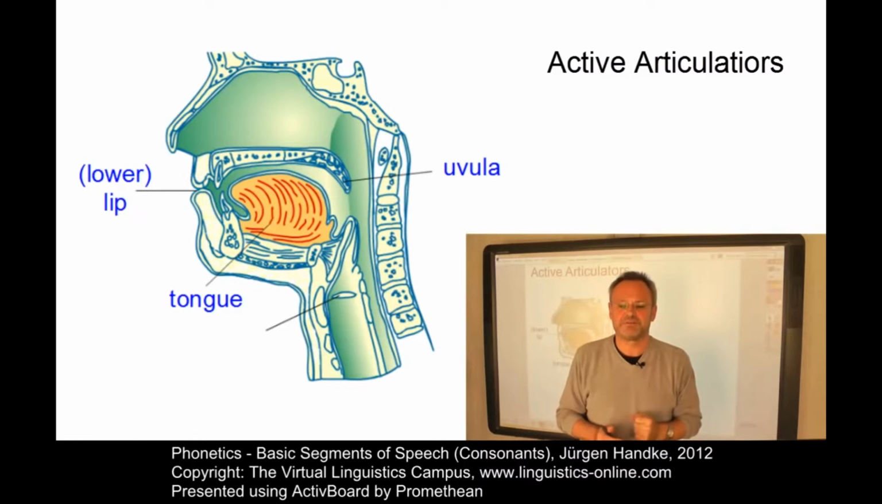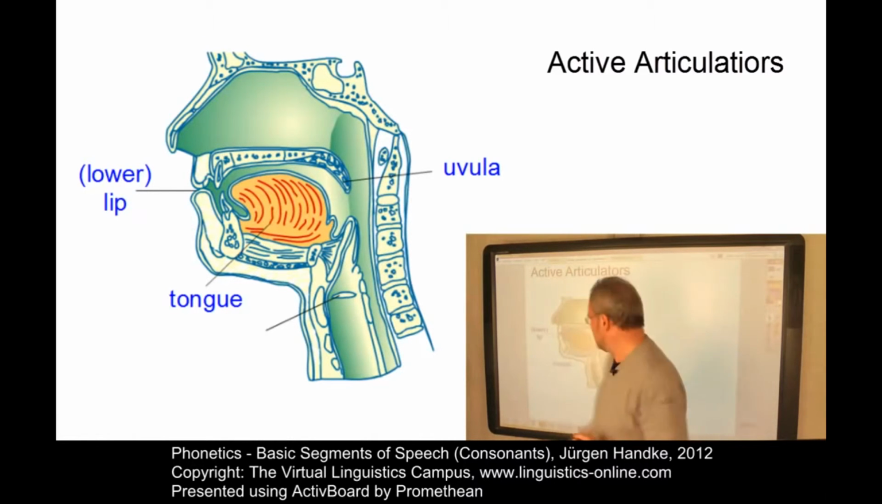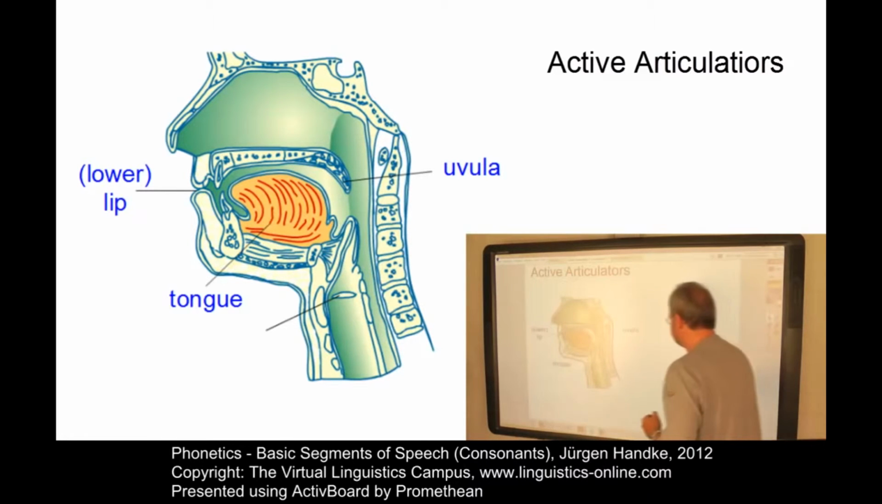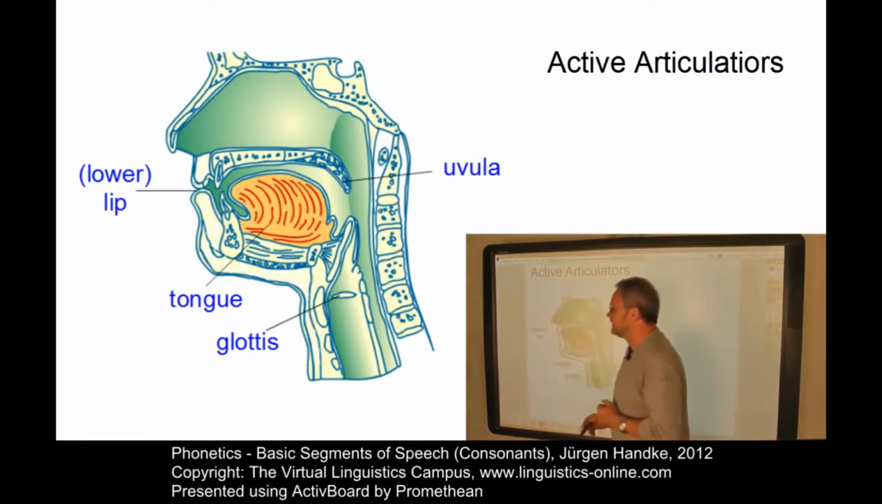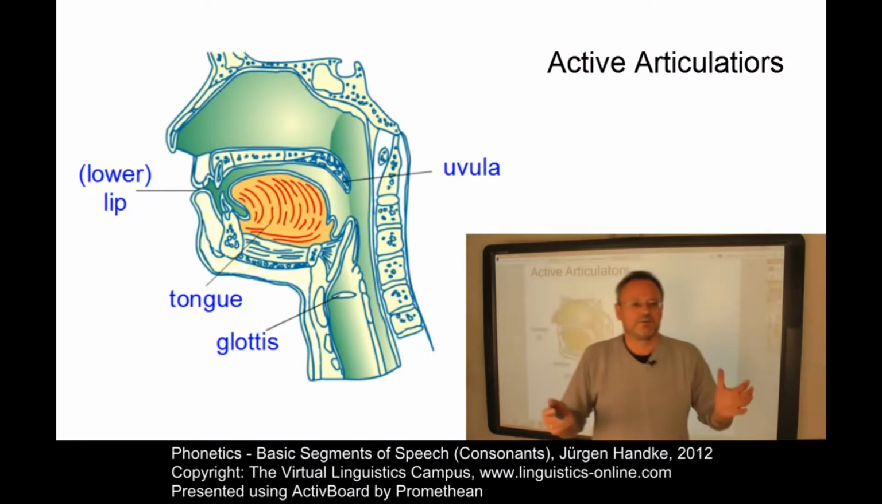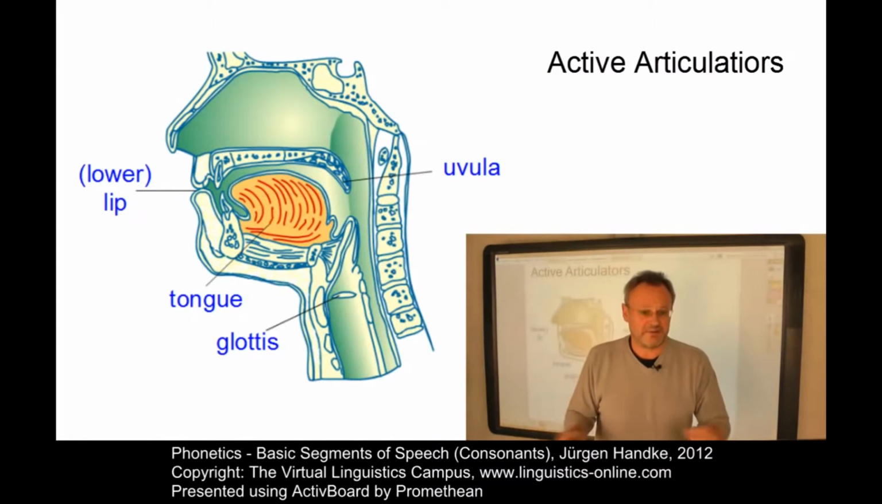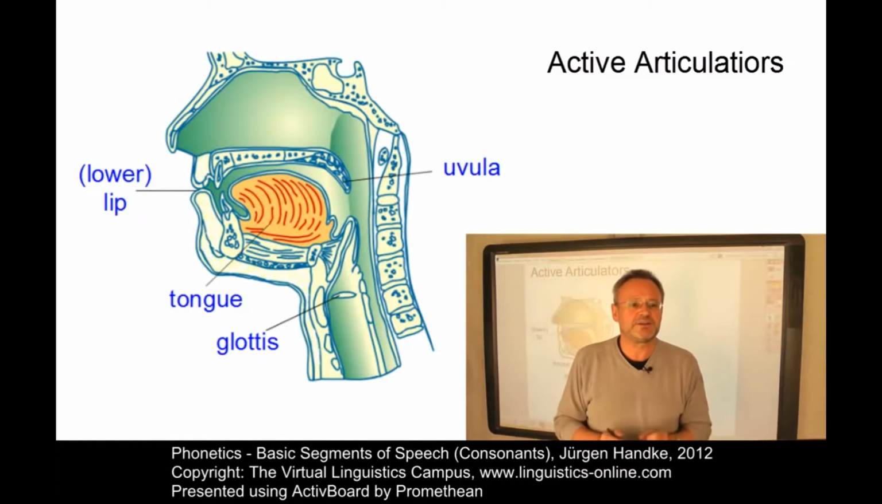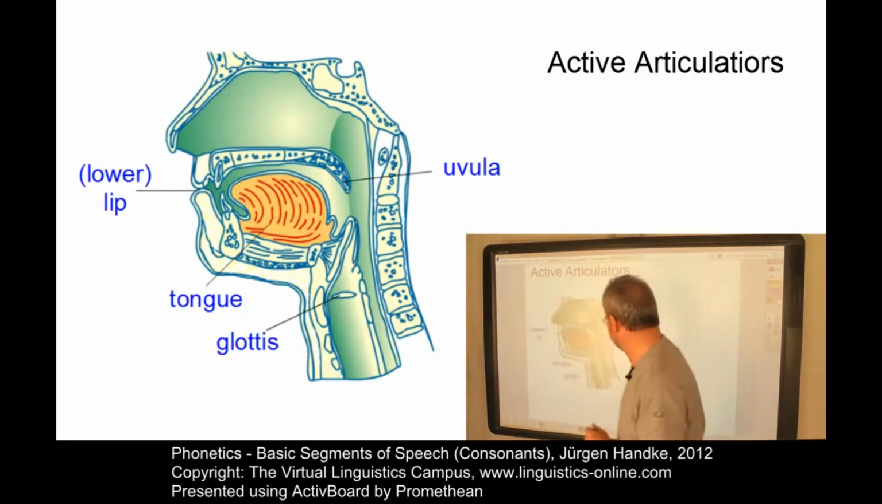At the very end. And then we have the glottis. Now, the glottis is part of the larynx, and it is the source of phonation. The position where the contact between an active and a passive articulator is produced is referred to as the place of articulation.